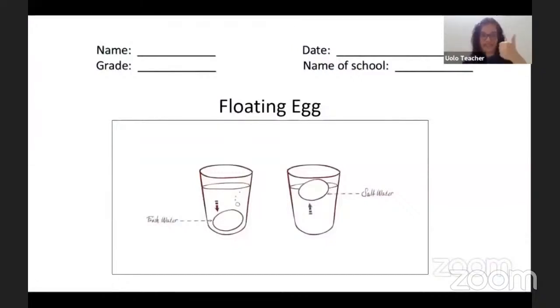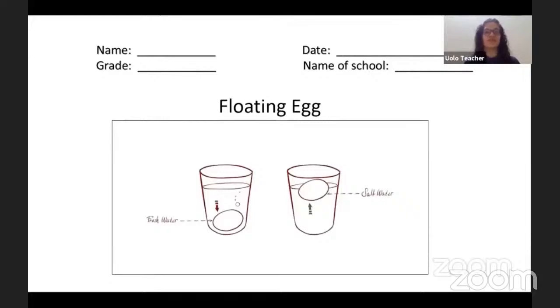All you need to do is write your name, today's date, grade, and the school that you all are in. Yes, and below that, you'll need to write the activity or the experiment's name, that is floating egg. Yes, shall we do that? Okay, quickly, let's do it. I'll just give you all a few seconds and then we'll start drawing. Okay, are you all done?